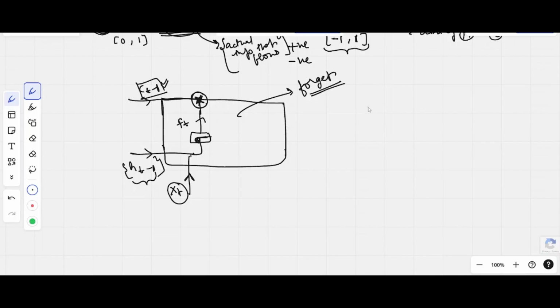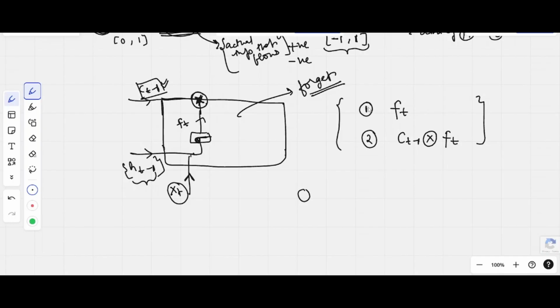So in the forget region there are two things happening. First, we are calculating what ft is, and second, we are calculating what we are getting after this. So these are the two things that are happening in the forget region. Let's understand one by one what ft represents, and what the pointwise operation of ct minus 1 with ft is. So what is happening here is that you have a neural network.